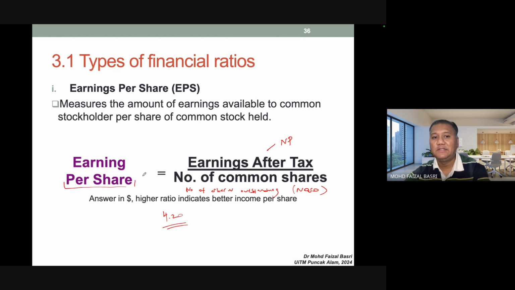So per share ni selalunya tak single digit, double digit, maximum 3 digit lah. Okay, tak mungkin sampai 4 digits. Okay, at least in Malaysian case, sebab kat Malaysia the most expensive stocks pun market price dia dalam 100 lebih. Okay, so the earning per share should be less than that lah.